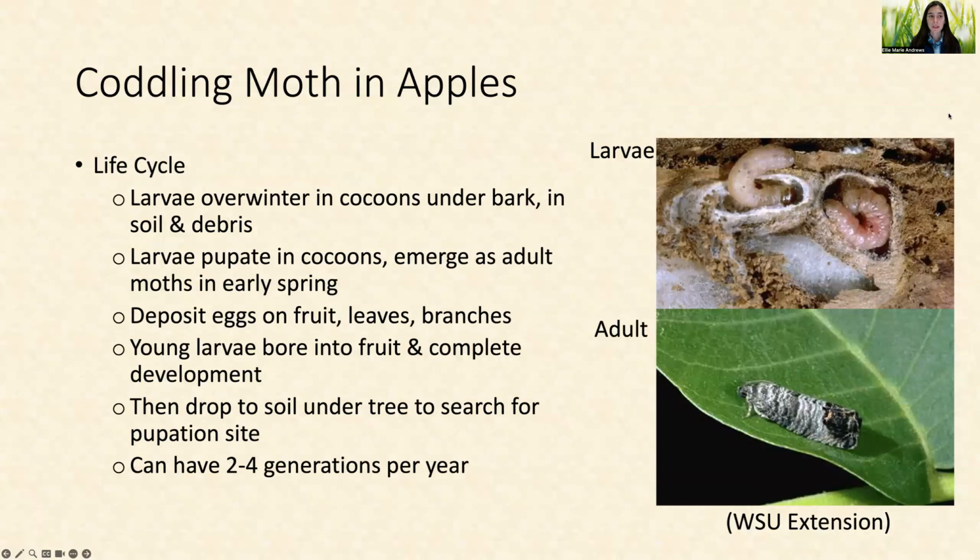So, like I mentioned earlier, it's really helpful to understand the life cycle of different pests. Larvae overwinter in cocoons under the bark and soil and debris, and then they pupate in those cocoons and emerge as adult moths in the early spring. They deposit eggs on fruit, leaves, and branches, and the young larvae bore into fruit and complete development there in the fruit. Then they drop to the soil under the tree to search for a pupation site, and they can have 2 to 4 generations per year. So here's what they look like, the larvae at the top and the adult moths on the bottom.